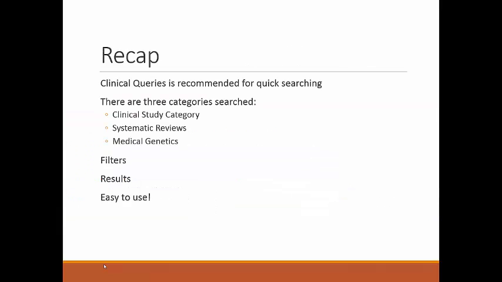Remember, clinical queries is not a comprehensive search. It is for quick searching on specific clinical research areas. 3 categories make up this search engine: clinical study categories, systematic reviews, and medical genetics. Clinical study categories and medical genetics offer built-in filters to help with your search. Your results will include the top 5 citations. There is a link to click in order to run the search in PubMed. That way, you can see the rest of the results. You can also change the format as to view the abstract.